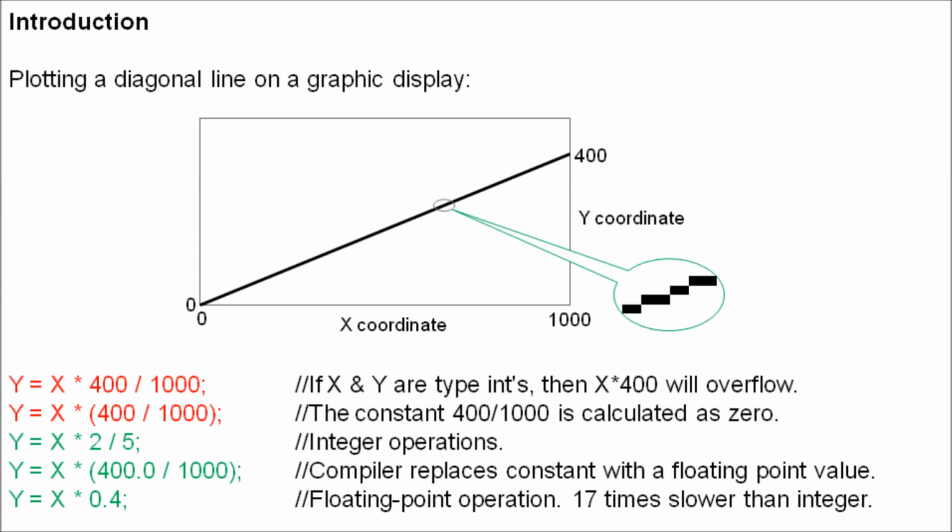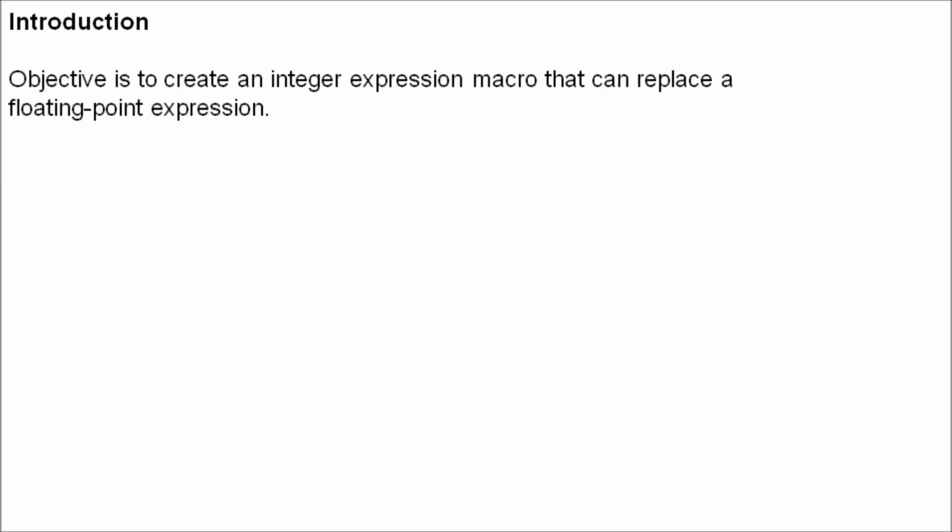In this case, the compiler would evaluate the expression as a floating point multiplication, which is about 17 times slower than the integer calculation. In both cases, the integer value assigned to y would be rounded down and would not be the nearest integer value to the real result. The objective of this tutorial is to develop a macro that will perform this operation using integer arithmetic and round the result to the nearest integer.